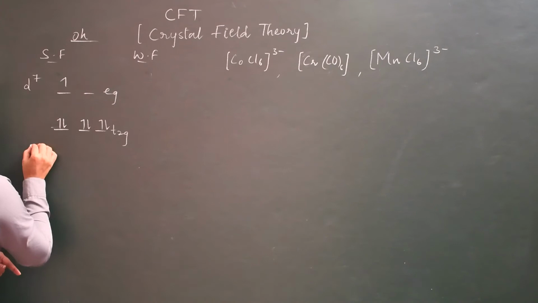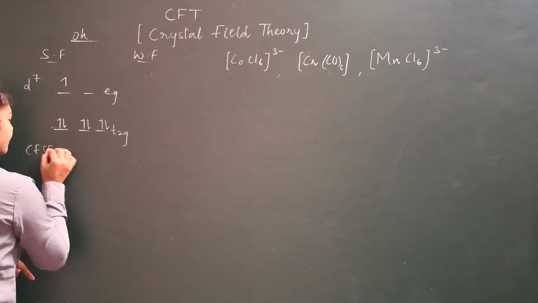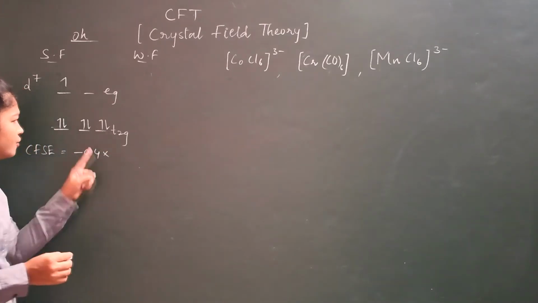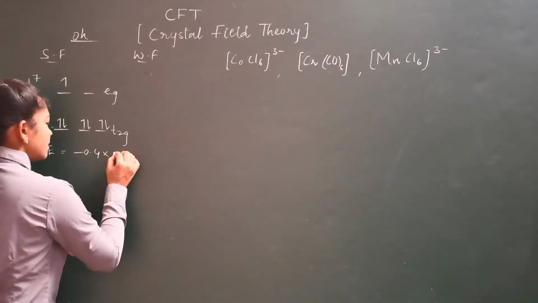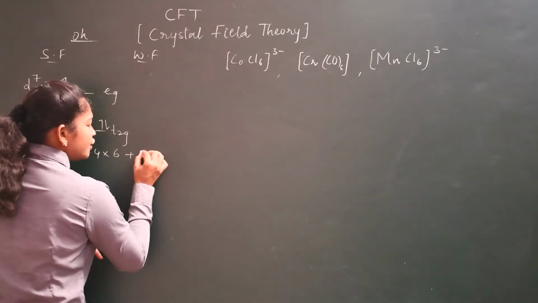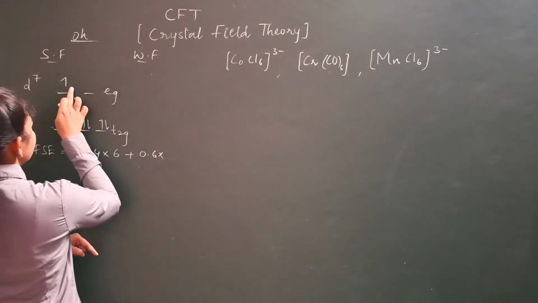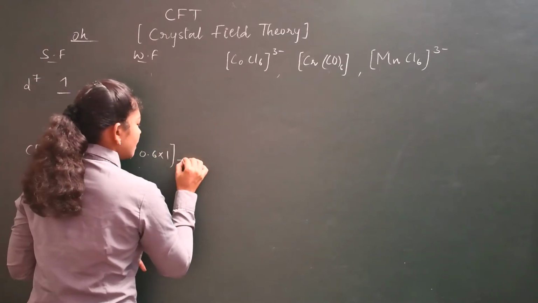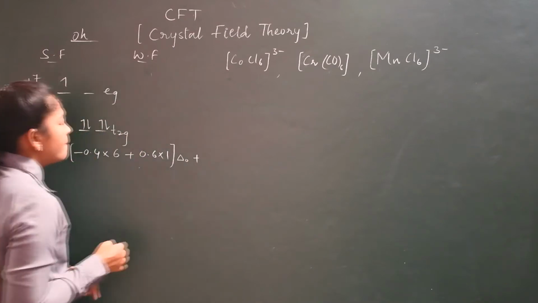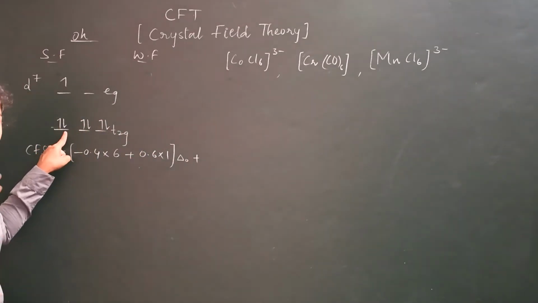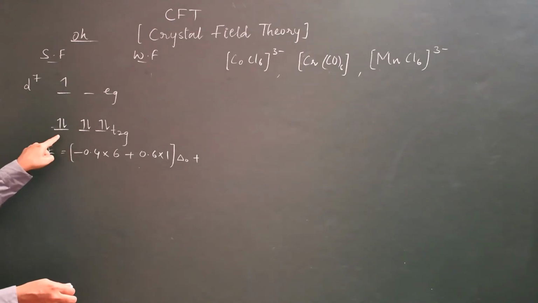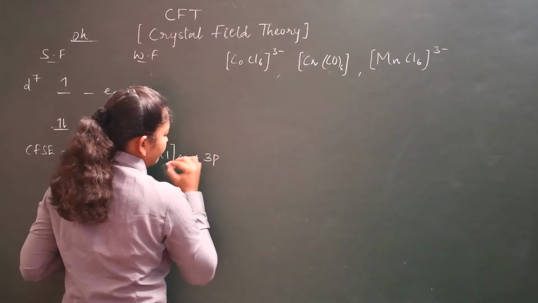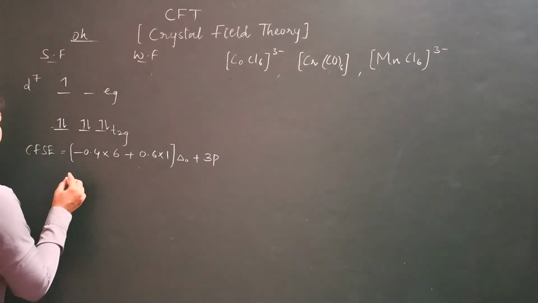Now calculate CFSE. CFSE is equal to minus 0.4 into the number of electrons in T2G, which is 6, plus 0.6 into the number of electrons in EG, which is 1, into delta naught, plus M, where M means the number of paired electrons. How many are there? 3. 3 pairs are there into P, the pairing energy. Now you calculate it.